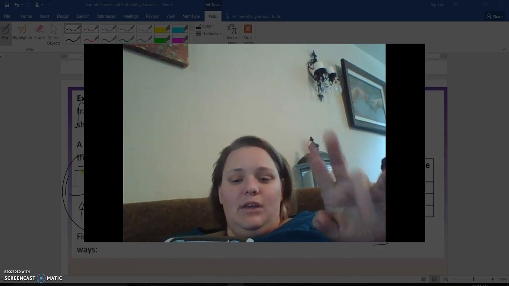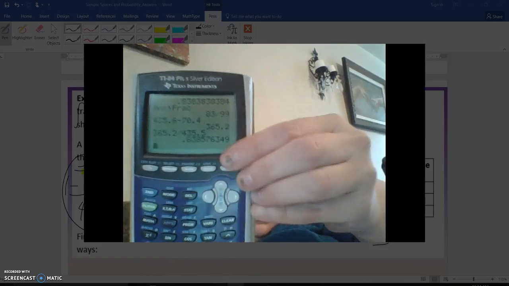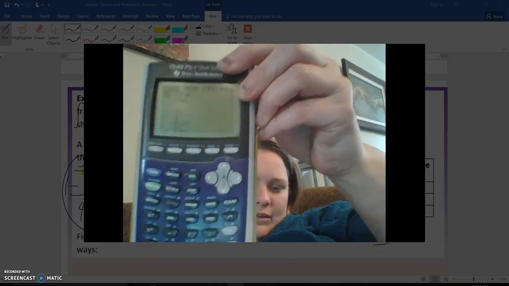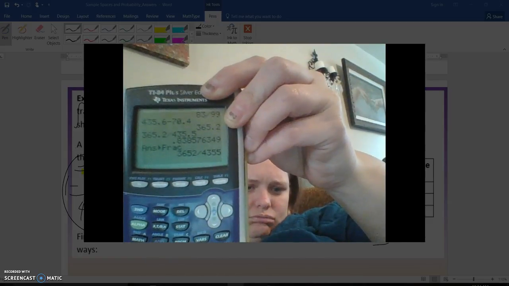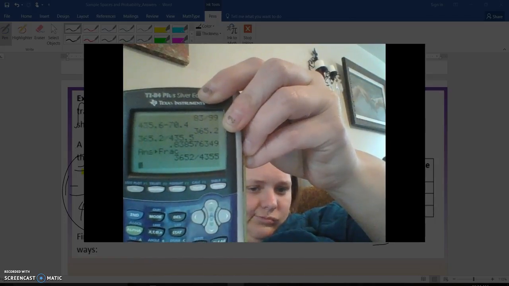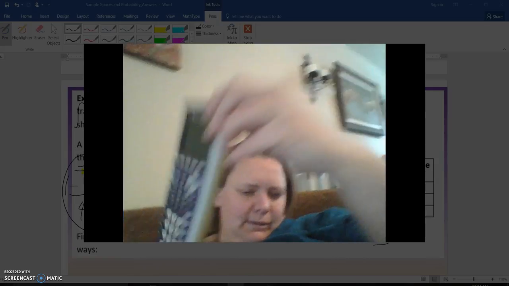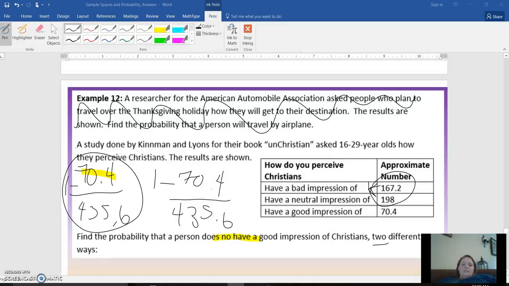Okay, and then if we added up those other 2 numbers, we would get 365.2 divided by 435.6. And then we're going to push math, enter, enter. And let me double check that. All right, 167.2 plus 198. 365.2 divided by 435.6.